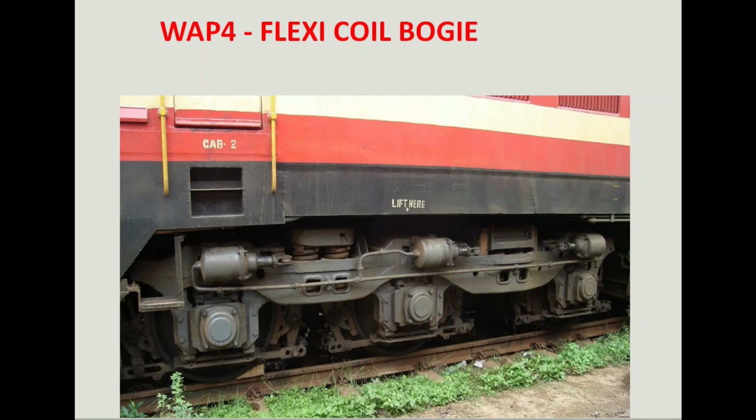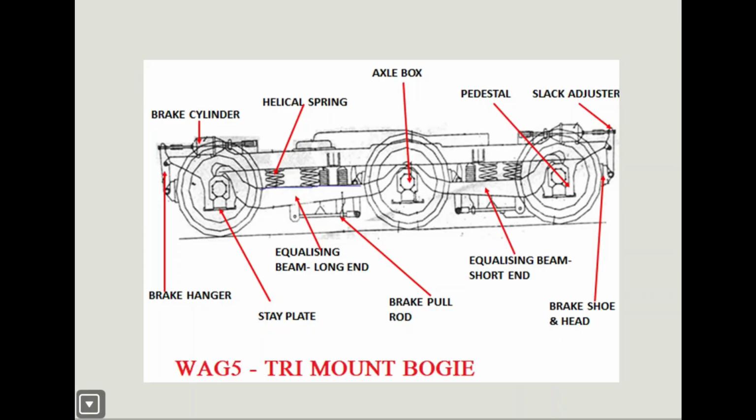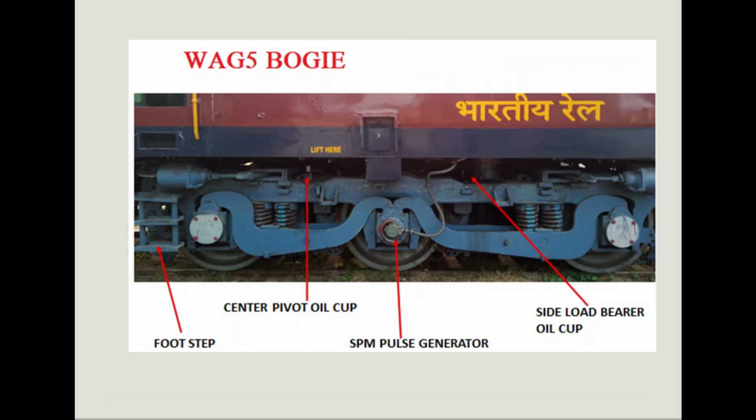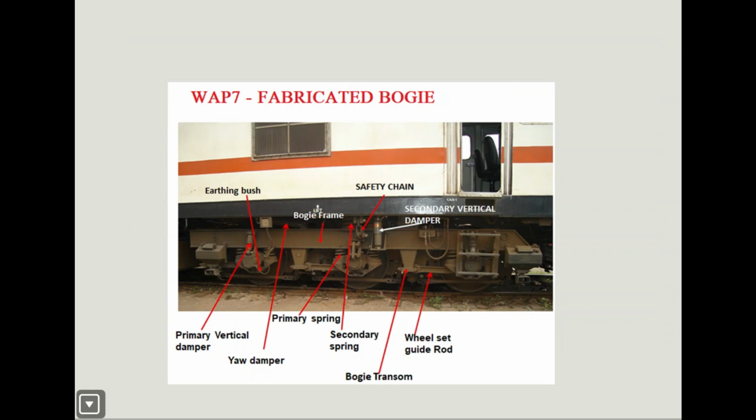Lateral stops are also provided on the bolster as well as on the bogie frame to limit the side movement by flexing action of the spring, which is of the order of 32 mm. WAG 5 locomotive is having tri-mount type of bogie arrangement, similar to WAG 7 locomotive. Our WAP 7 locomotive is also having a fabricated type of bogie.